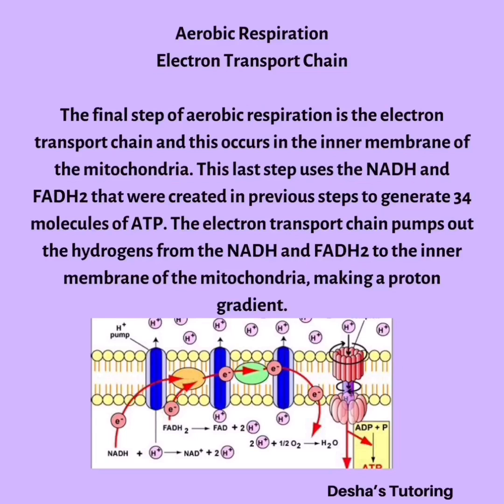The final step of aerobic respiration is the electron transport chain, and this occurs in the inner membrane of the mitochondria. This last step uses NADH and FADH2 that were created in the previous steps to generate 34 molecules of ATP. The electron transport chain pumps out the hydrogen from the NADH and FADH2 to the inner membrane of the mitochondria, making a proton gradient.